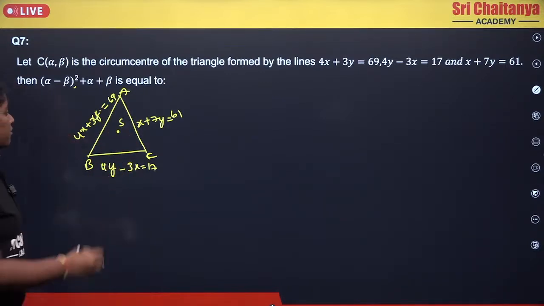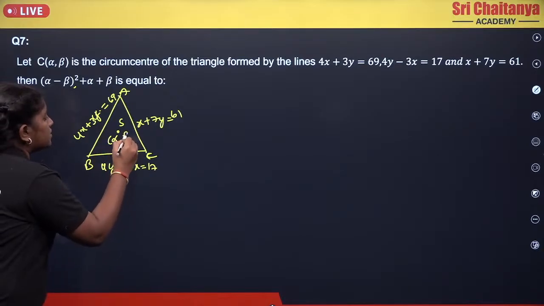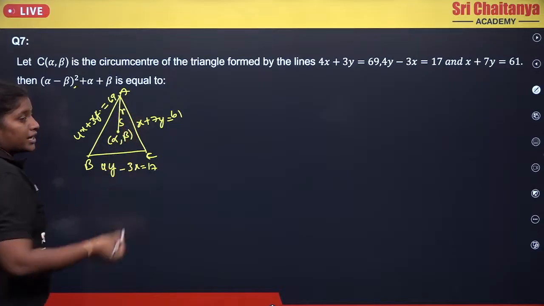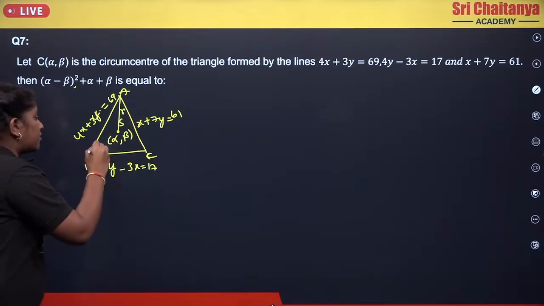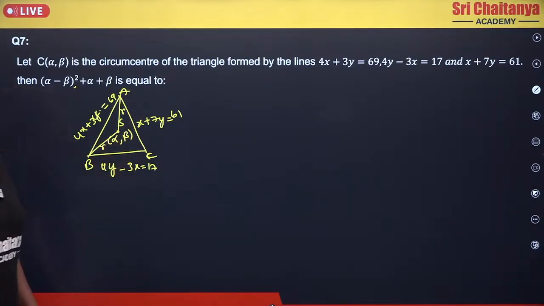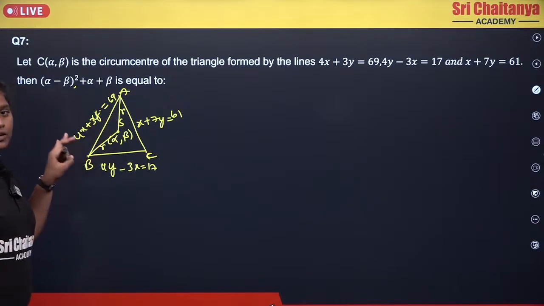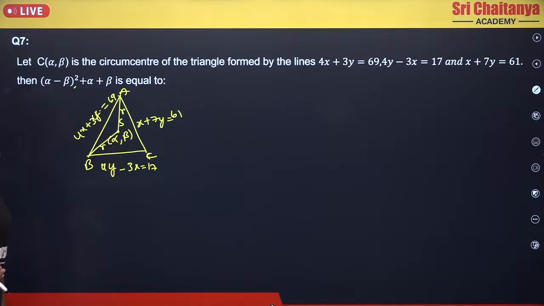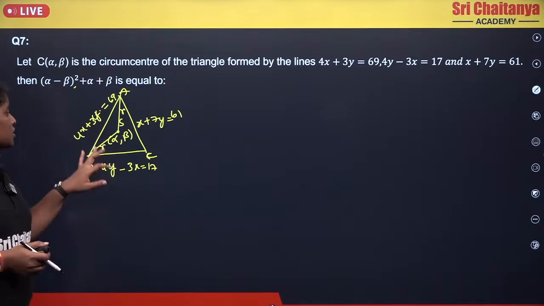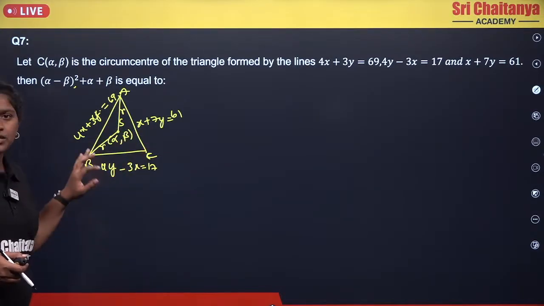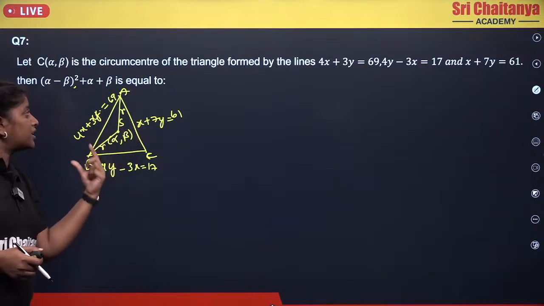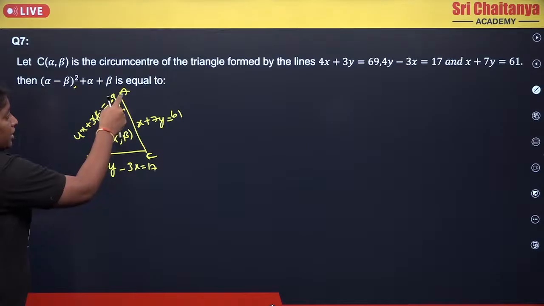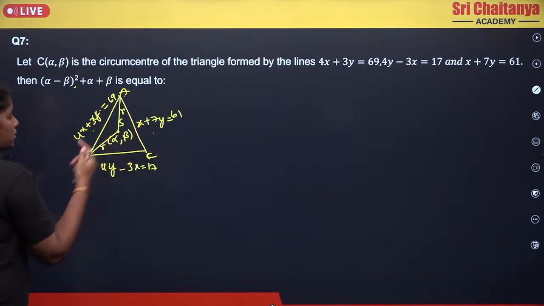Okay, so how can we find the coordinates of this circumcenter? So we will be having our SA, which is nothing but our radius, the circumradius, that will be equal to your SB also. Now if you equate these two values and simplify, you will be getting your alpha comma beta. Clear everyone? So for this, no need to get all three vertices. We can get only two vertices, A and B. Now, in order to get the point A, we are going to solve these two equations.